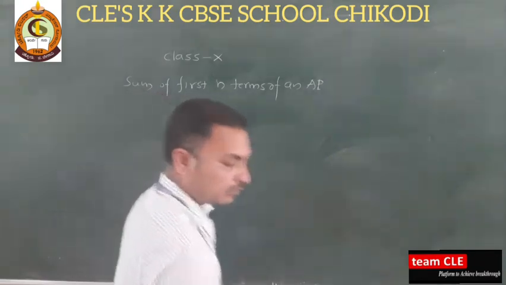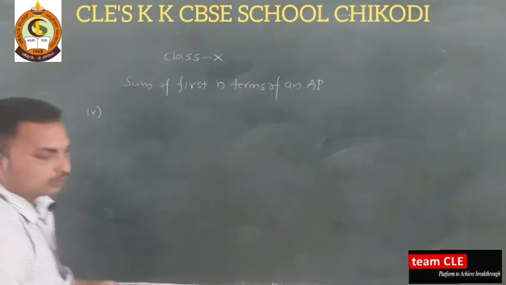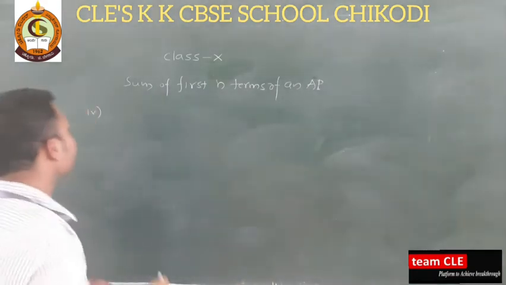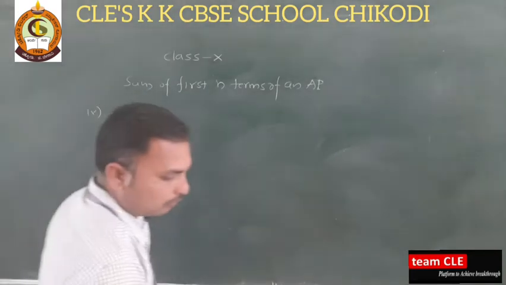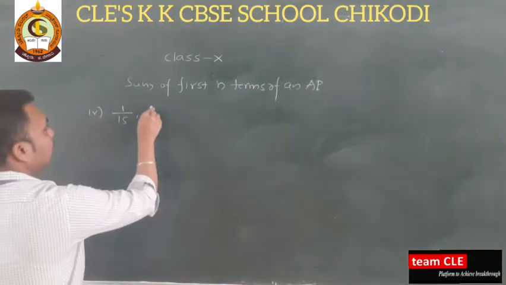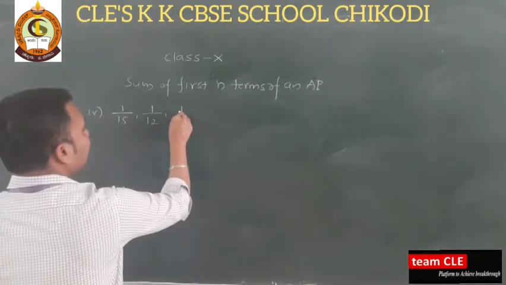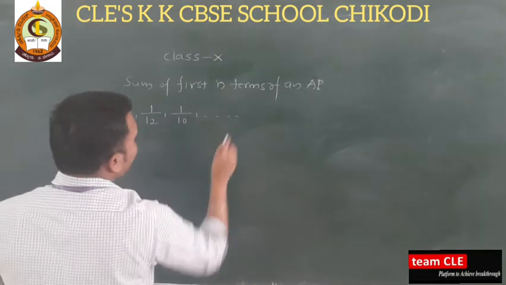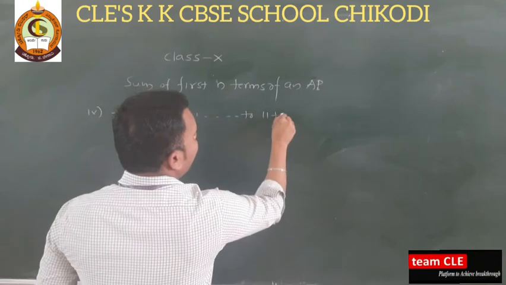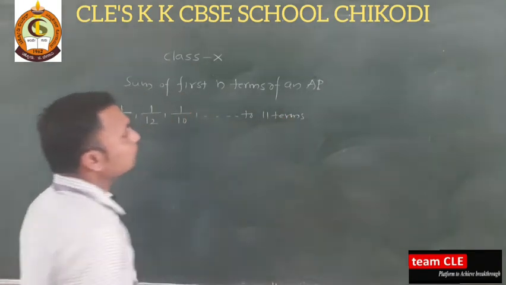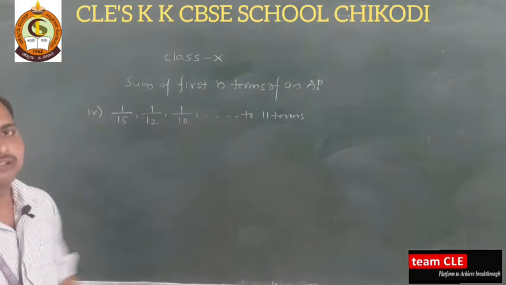Now see question number 4, what they are given. 1 by 15, comma, 1 by 12, comma, next 1 by 10, comma, and so on, up to 11 terms.